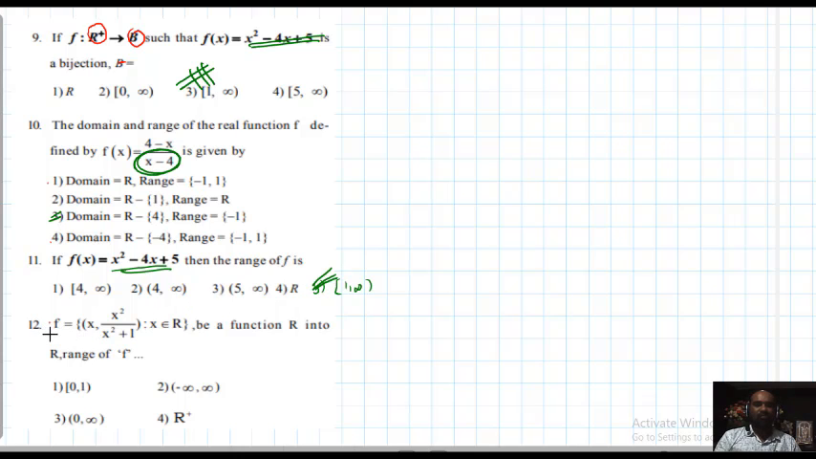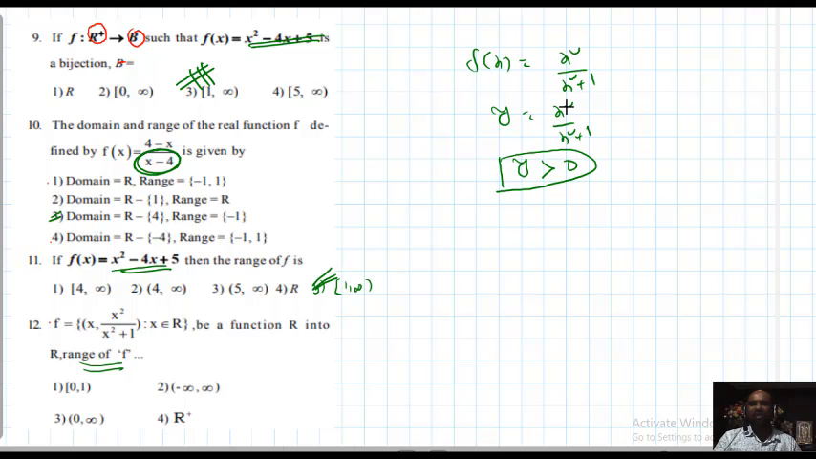Okay, leave it. The 12th problem: f is a function on R into R, then the range of f. This type of problem is also completed, no? Range of f. So f of x is given as x square by x square plus 1. Obviously y equals x square by x square plus 1. Here you can say that y is greater than or equal to 0, because a non-negative number divided by non-negative plus positive is 0 or more than 0. When x equals 0, it is 0. Other than that, greater than 0 only.